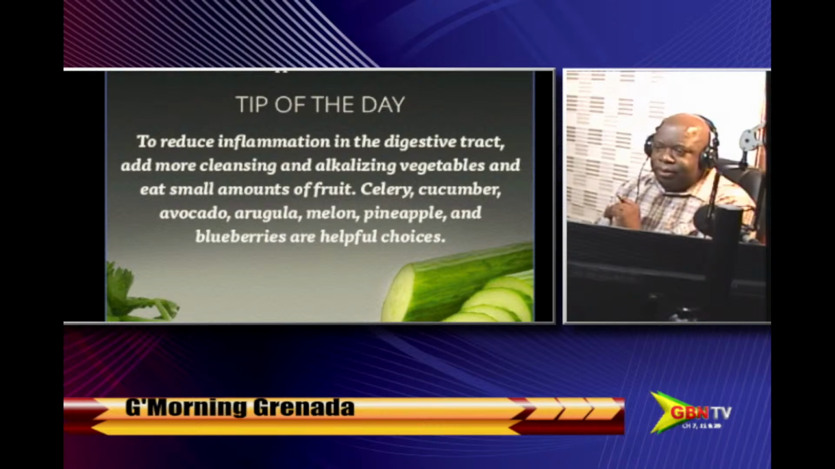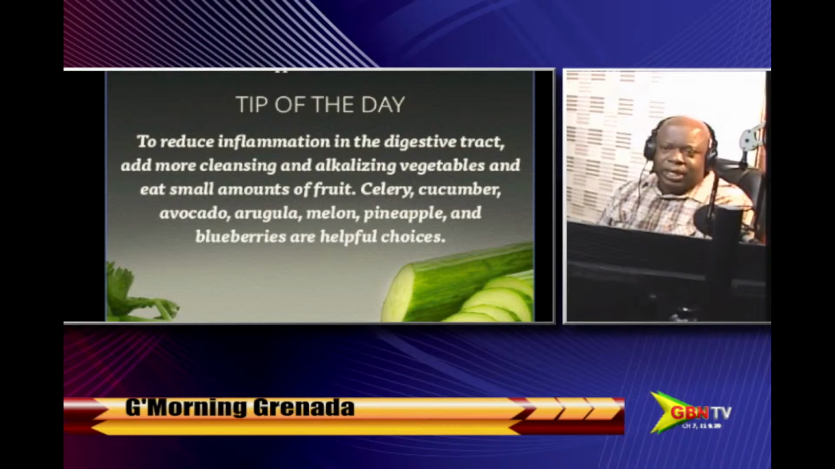So eat alkaline vegetables and eat small amounts of fruits. Celery, cucumbers, avocados, melons, pineapple, those are all helpful, including blueberries. So in order to reduce inflammation in the digestive tract, you add more cleansing and alkaline vegetables, and you eat small amounts of fruits.